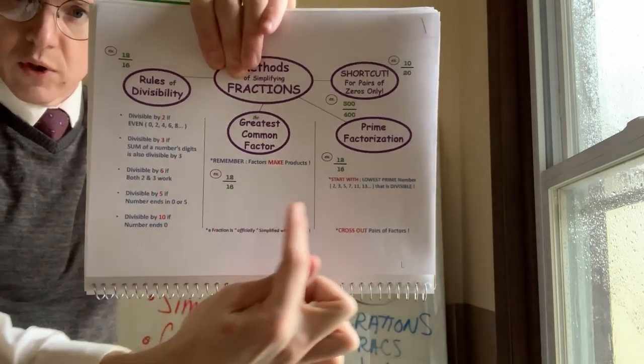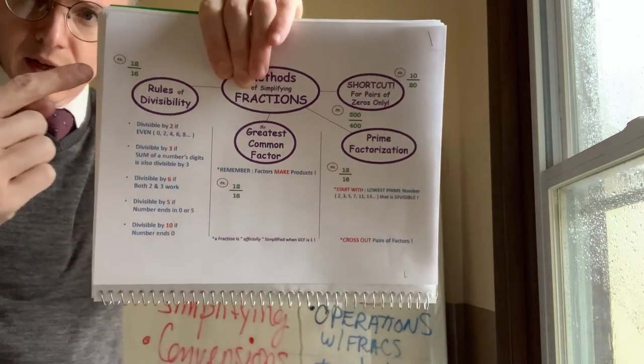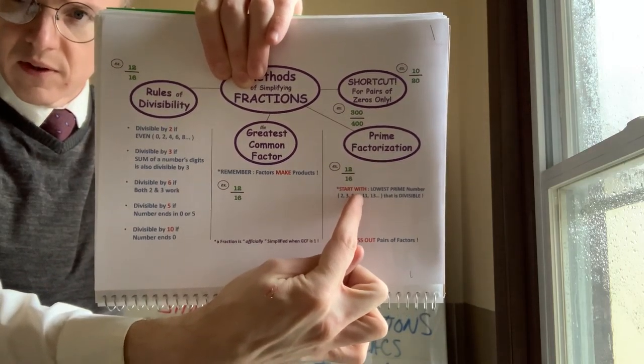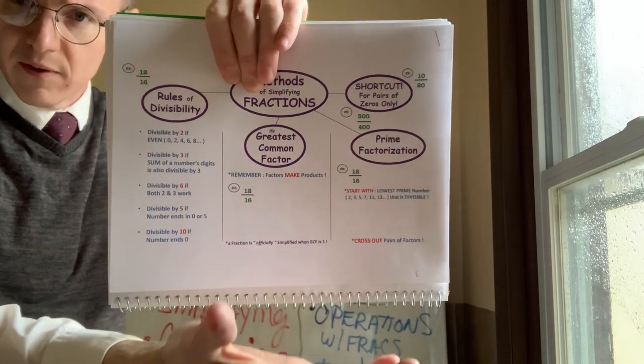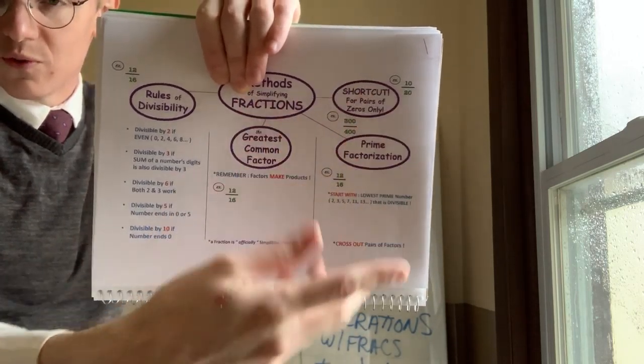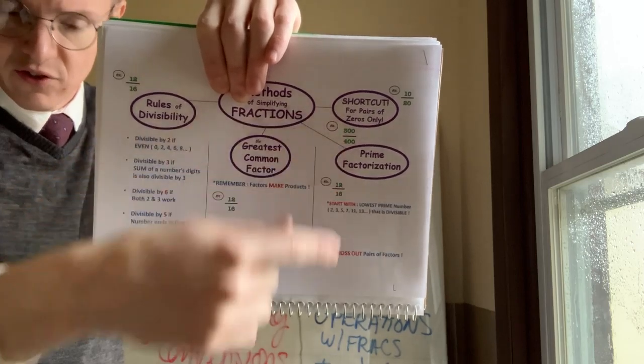These other two methods we're going to discuss in more detail. And I'm going to do the same type of problem three different ways so that you can see that they all produce the same result, and what the benefit of doing it one way versus another is. There's a shortcut, but it only works for round numbers, something that has a lot of zeros in it.